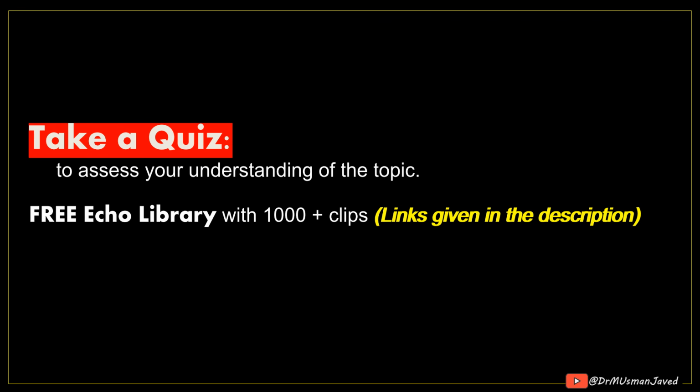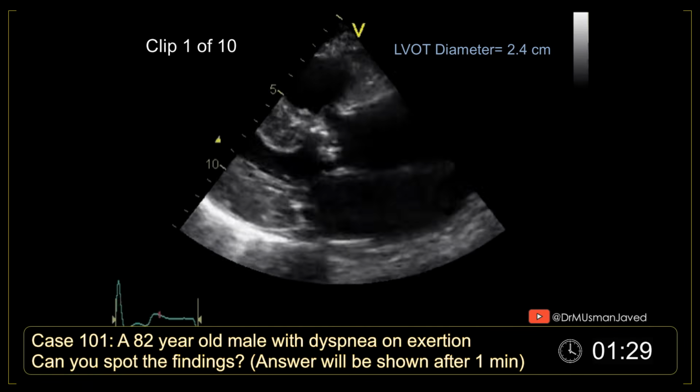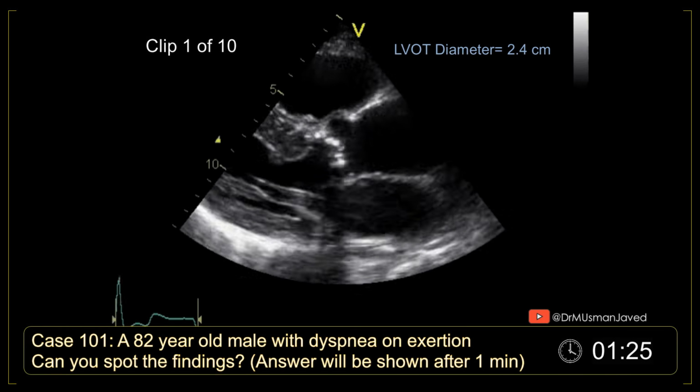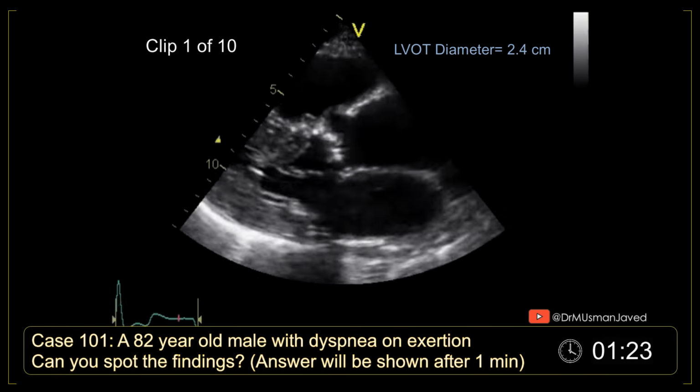Thanks for the attention. Now have a little quiz in the form of an echo case to assess your understanding of the topic. This case is from my echo library. You can access the whole library from the links in the description. An 82-year-old male with dyspnea on exertion. Spot the findings and make necessary calculations.